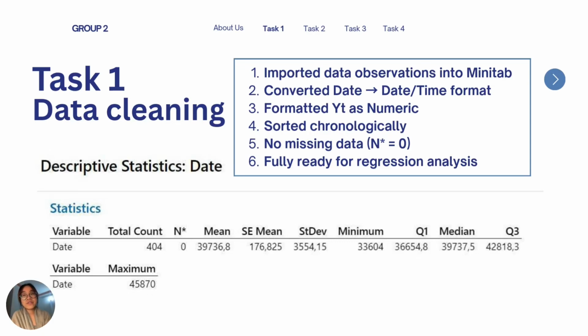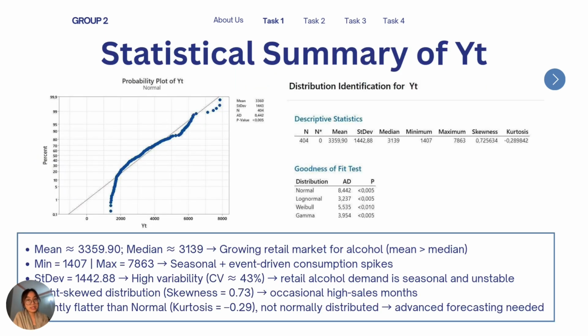So, hello everyone. As for task one, we begin by cleaning and preparing the time series dataset of retail sales for beer, wine, and liquor stores in the US. First, we import approximately 400 data observations into Minitab. Second, we convert the date variable into date or time format and format the sales variable YT as numeric. We sort everything chronologically and confirm that there are no missing values. Therefore, the dataset is fully ready for further regression and forecast analysis.